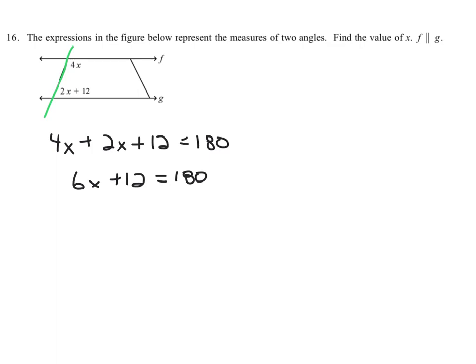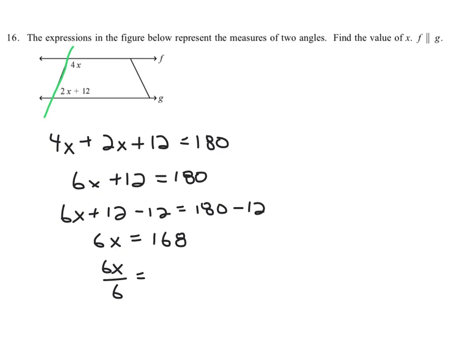And we subtract 12 from both sides. 6x plus 12, what's already there, minus 12 equals 180 minus 12. And we get 6x is equal to 168. And we divide both sides by 6.